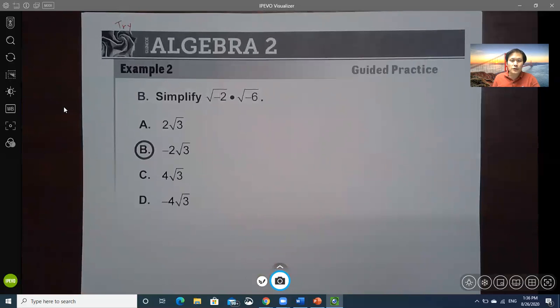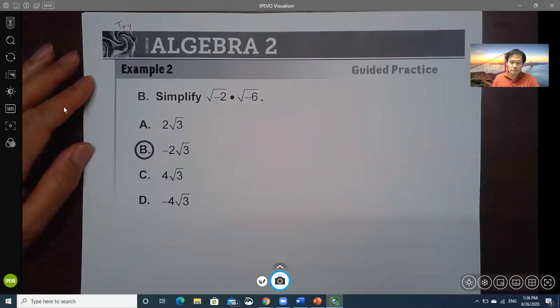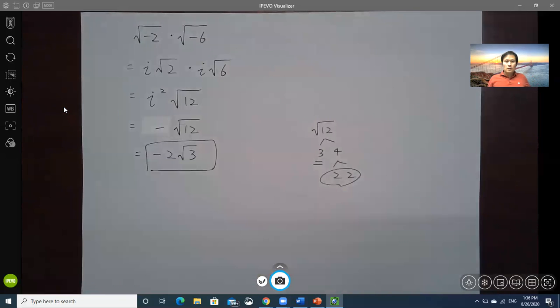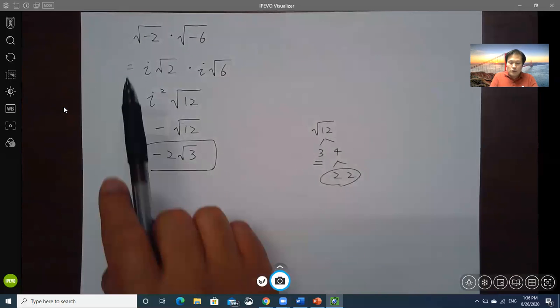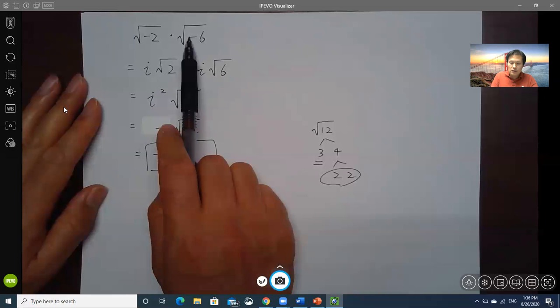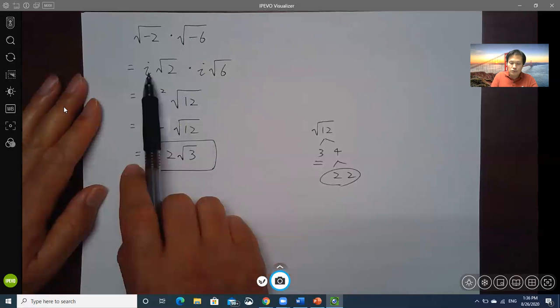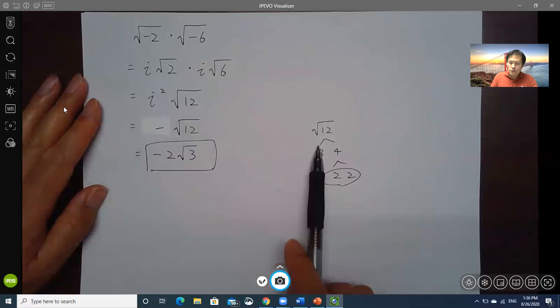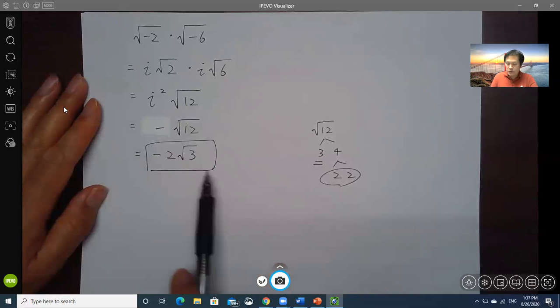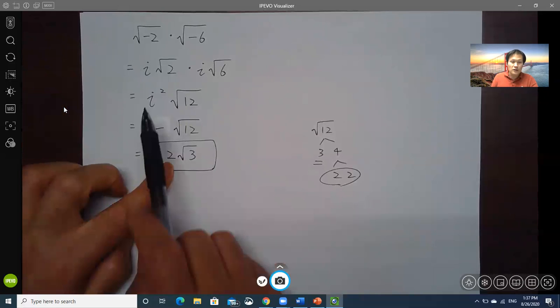Please pause the video. You try. Here's my work. I took minus 1 out from the root as i. i times i is i squared. Square root of 12, 3 and 4, 2 and 2. 2 are pairs. So 2 comes out, 3 stays inside. i squared is minus 1.